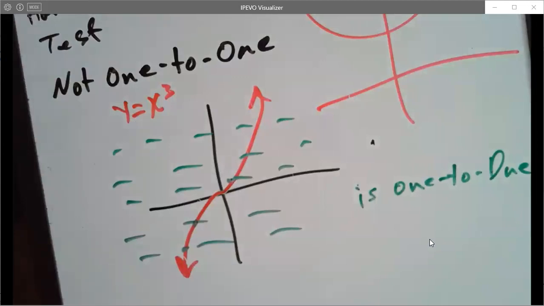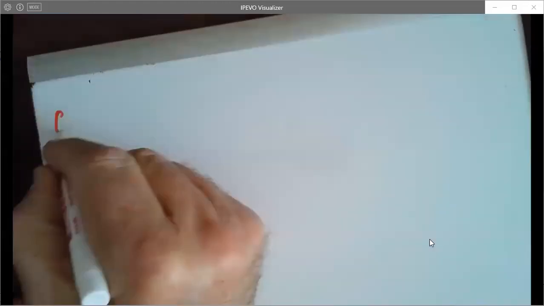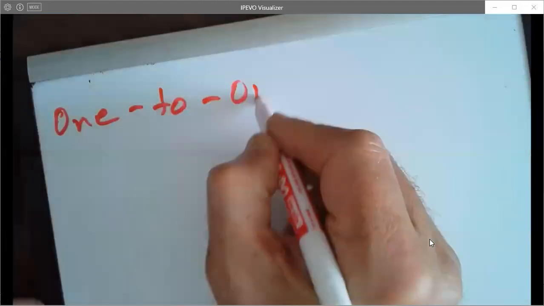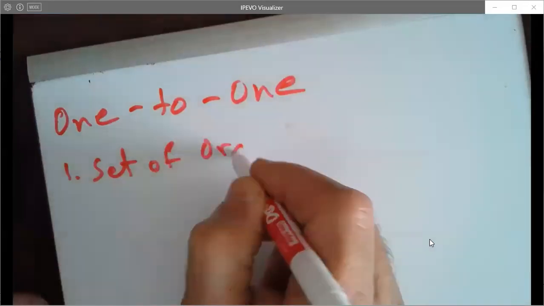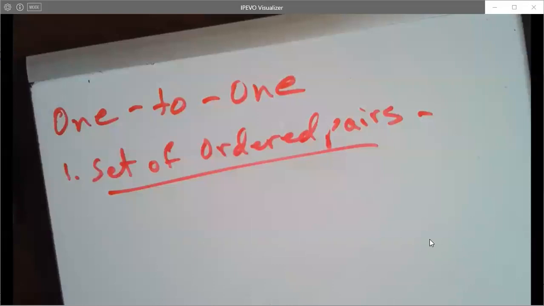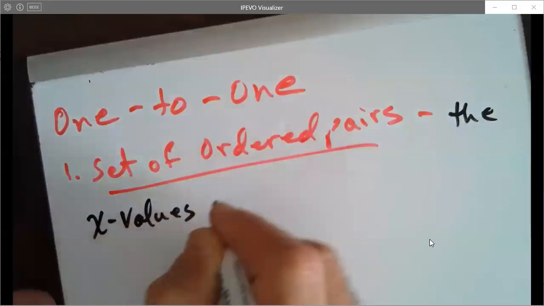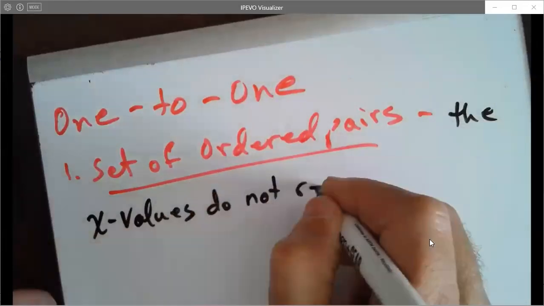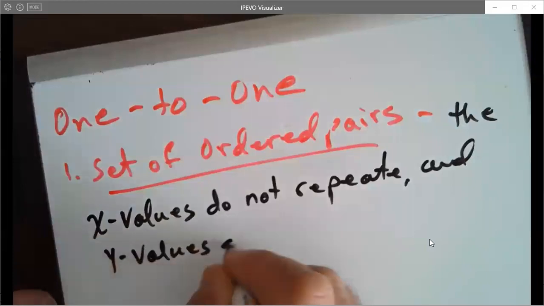Let's review what we know so far. In order for a function to be 1 to 1, in a set of ordered pairs the x values do not repeat, and the y values do not repeat.